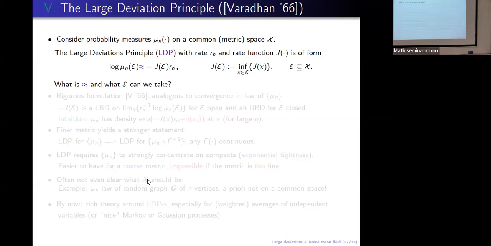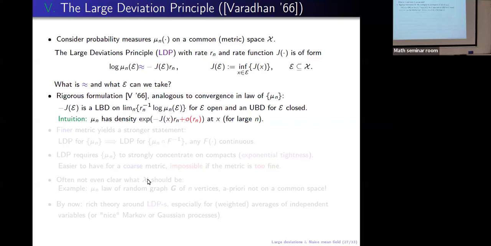And the question you can ask yourself now, if you are a mathematician, is what set E can you take? And what is this double wiggle? Rigorous formulation was given by Varadhan in 1966, analogous to convergence in law for probability measures, meaning he says the following: take the log on the left, divide by Rn, take the limit, and the limit will be above this number if the set is open, and below this number if the set is closed.